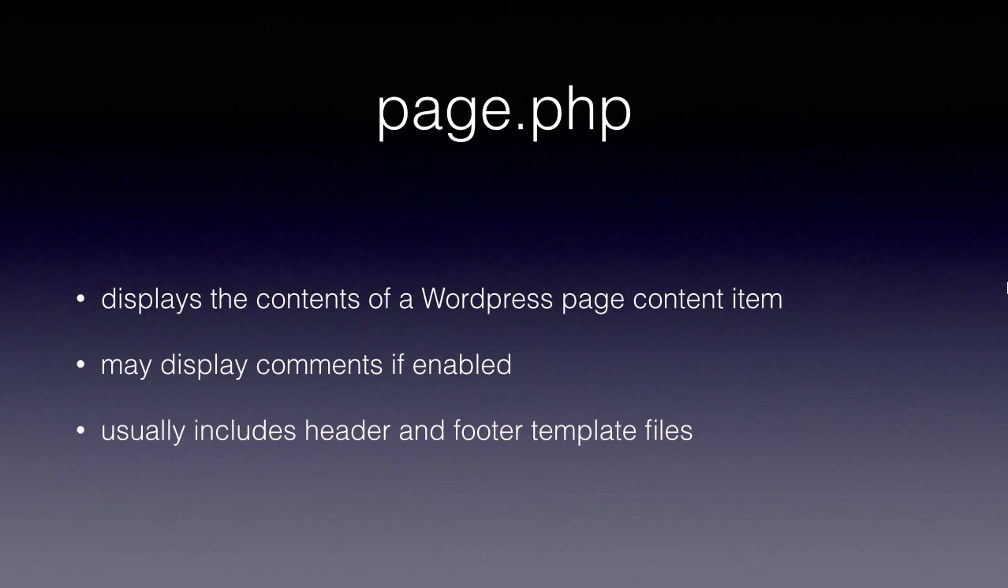Page.php is the template file it will look like when you're actually viewing a page content item. As opposed to a post content item, if you're viewing a page content item, it will look for page.php. Now, if your page view and your single post view are the same, you might omit both of those and just use the index template to view both. But if you want them different, then you can optionally create individual templates for a single post and for a page.